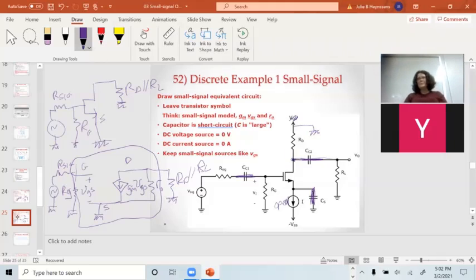The one on the bottom is the one you would use if you really wanted to do the circuit analysis. This gm vgs, is that in terms of amps? It's a dependent current source, so the units would have to be amps. gm is amps per volt, which is either siemens or 1 over ohms.